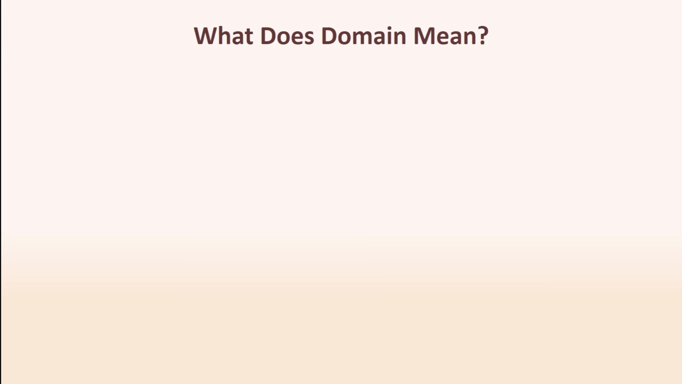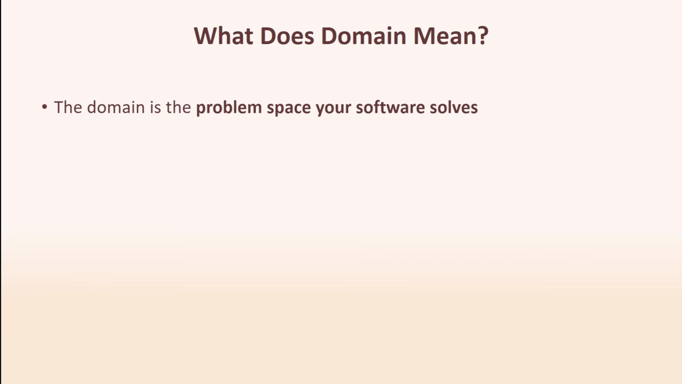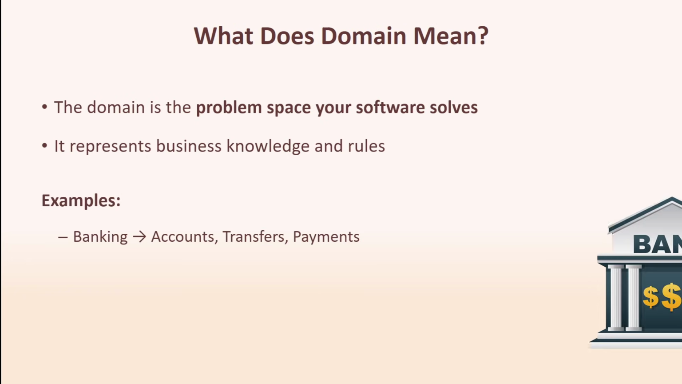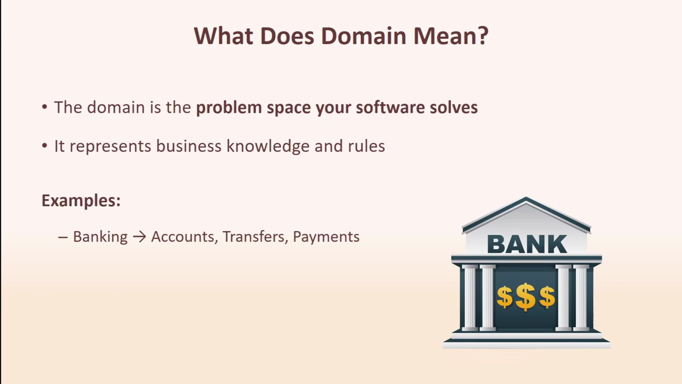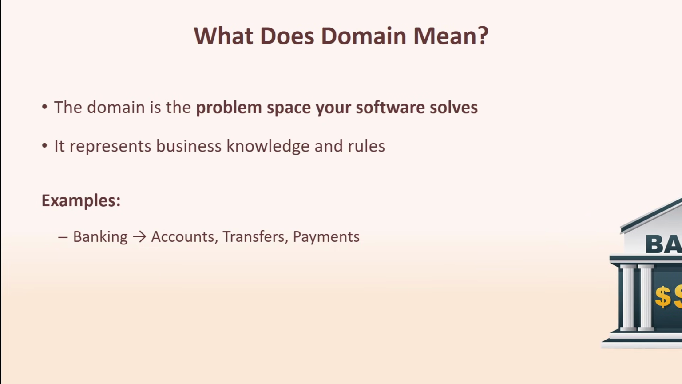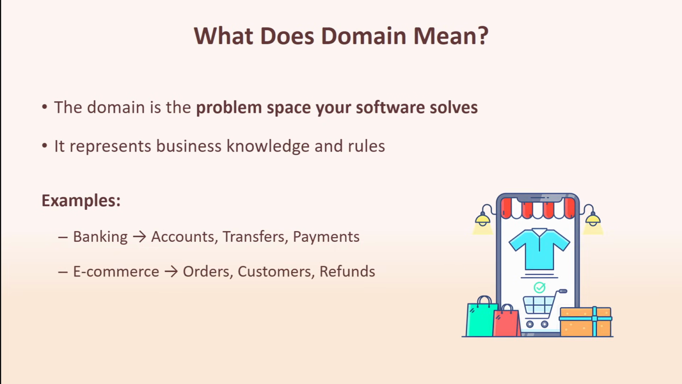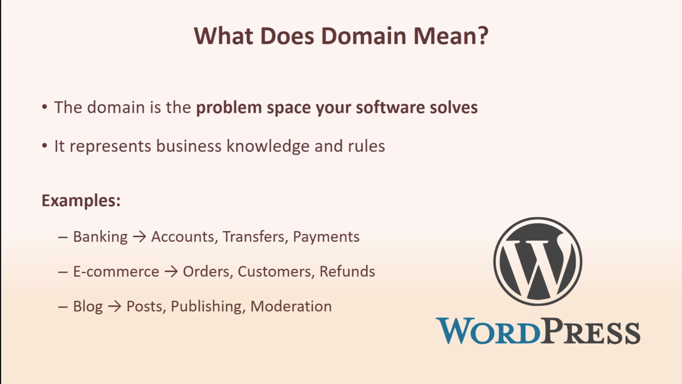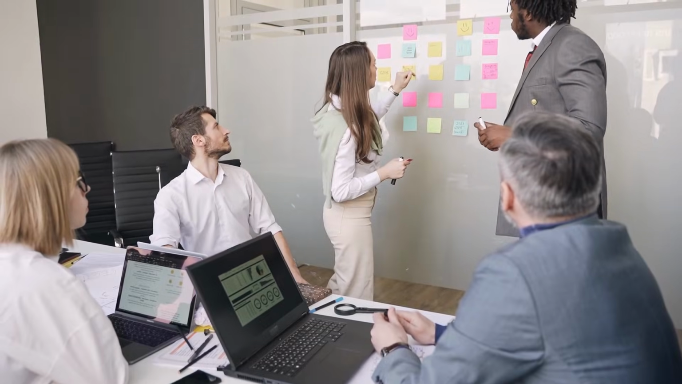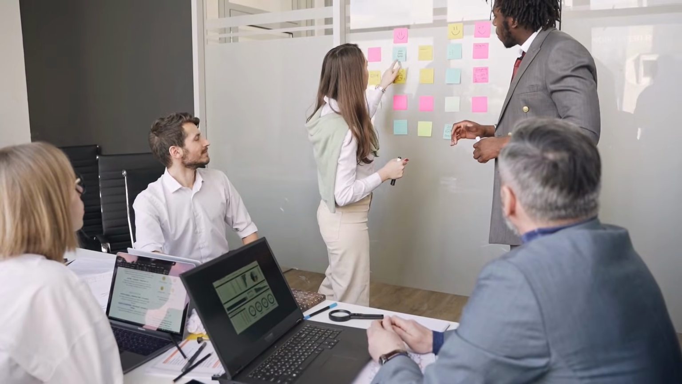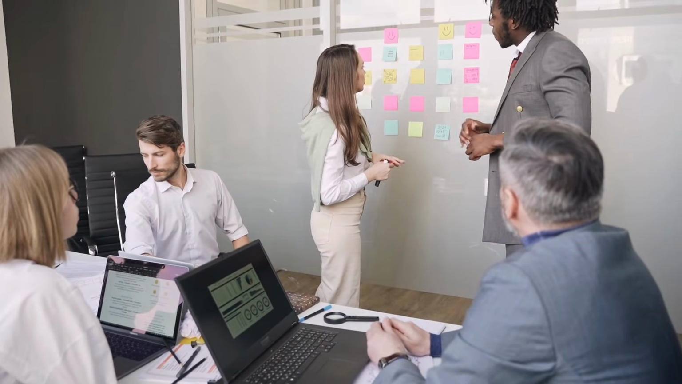So what does domain actually mean? In simple terms, the domain is the problem your software is trying to solve. It includes the business logic, rules, and the concepts behind the application. For example, in a banking system, the domain includes things like accounts, transfers, and payments. In an e-commerce application, the orders, customers, and refunds are part of your domain. And in a blogging system, it is posts, publishing, and moderation. Domain-driven design encourages us to understand these ideas deeply before we even start writing code.